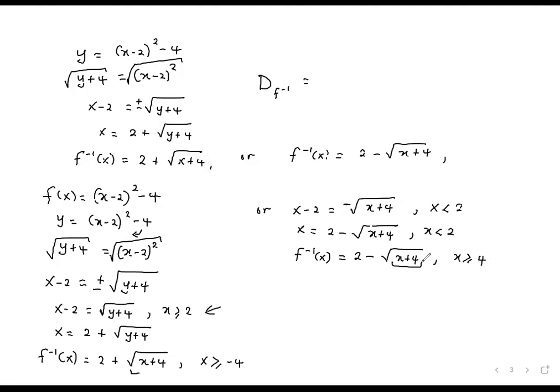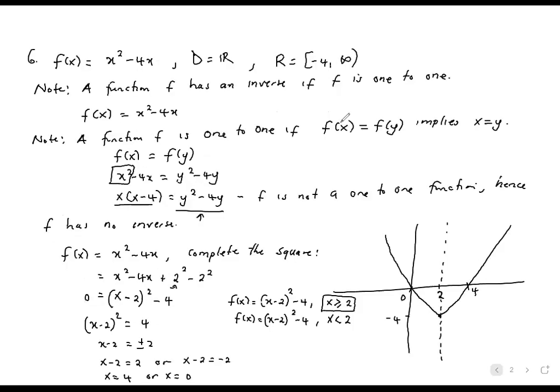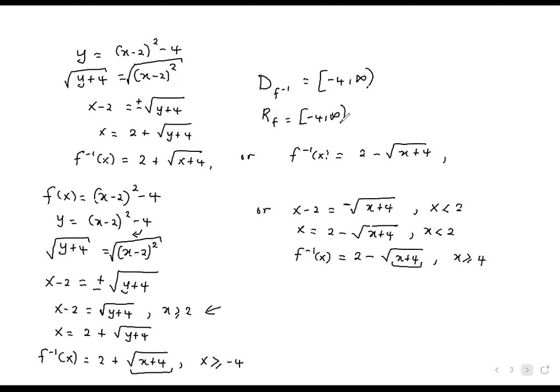So I get the domain of this piece here, which forms the domain of the whole thing. So it's -4 to infinity. And since we said that the domain of f inverse is the range of f, we'll do the same, -4 to infinity. And the range of f inverse is the domain of f, meaning that it is R.